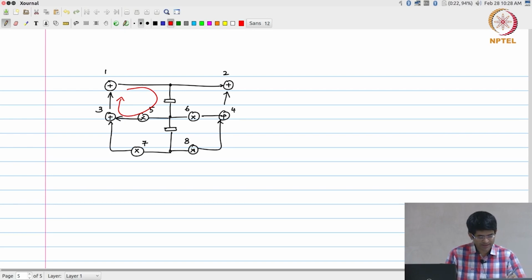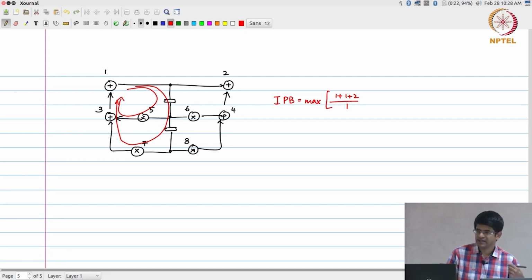Okay. So there are 2 cycles in this graph. Iteration period bound is going to be max of 1 plus 1 plus 2 by 1, which is basically for the inner loop: 1 adder, another adder, and 1 multiplier, and 1 delay element. Whereas for the outer loop it becomes 1 plus 1 plus 2, again 2 adders and 1 multiplier, but this time divided by 2 delay units, that is 4. So this is one thing that you can straight away do.